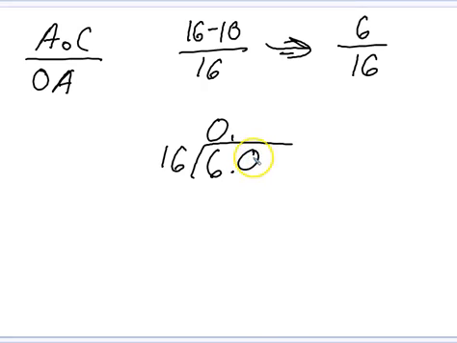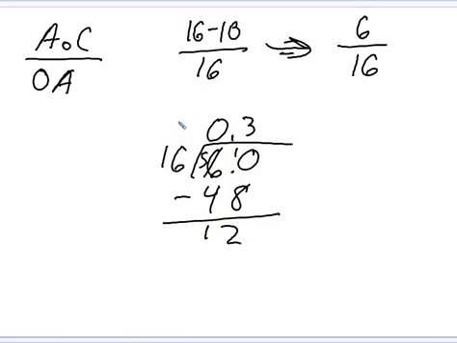16 goes into 60. So I've got 16, 32, 48, and then it would go to 64. So 48 is 3 times. Make that a 5. Make that a 10. We get 12. 16 doesn't go into 12, so we add another 0.